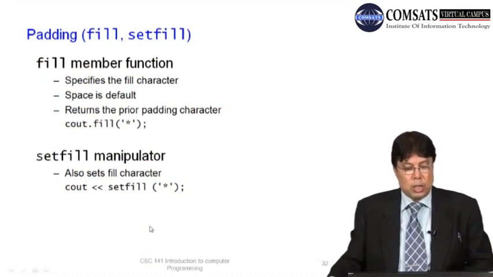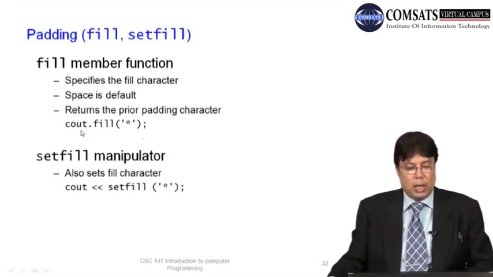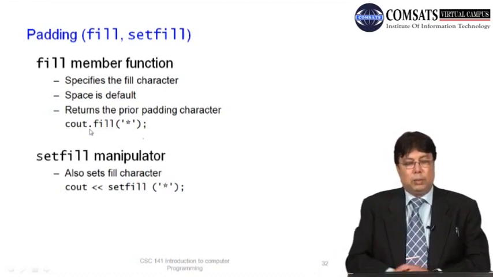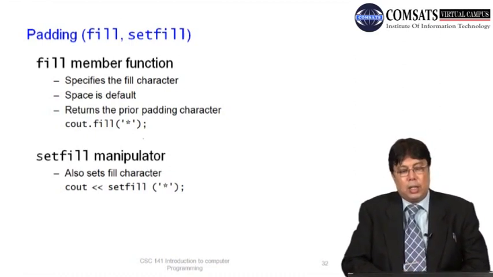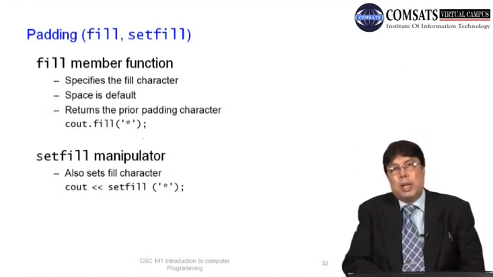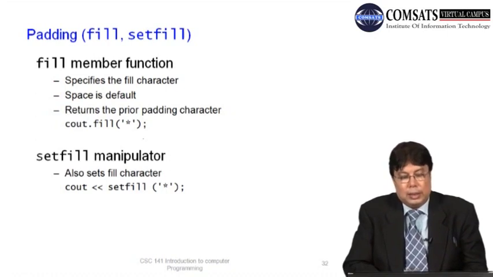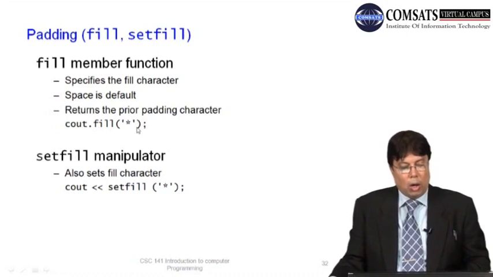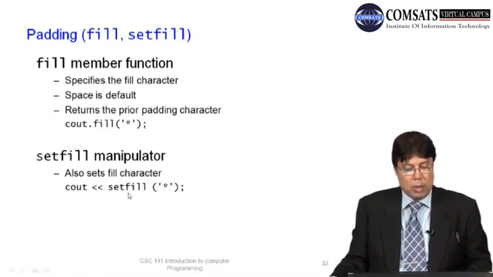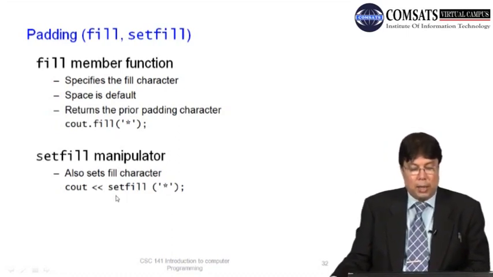Here we can use, instead of spaces, we can just use fill also. With the help of fill member function, you can specify the fill characters, and you can use the space as a default. So you can fill static, or then you can use either with the help of this cout.fill, okay, or you can use it as a parameterized manipulator, which is setfill with this one. Both will perform the same task.